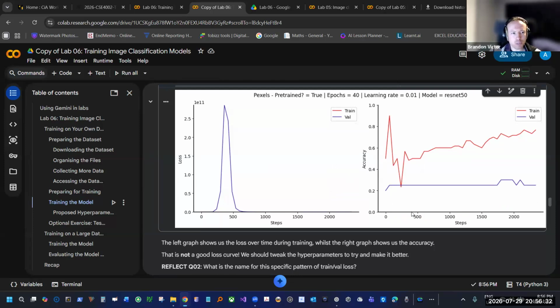So what was different between the last run and this run? What did you change in the hyperparameters? The learning rate, yes. So what does this tell you about the learning rate? Is 0.01 good? That's what we're currently looking at. Is that a good learning rate?